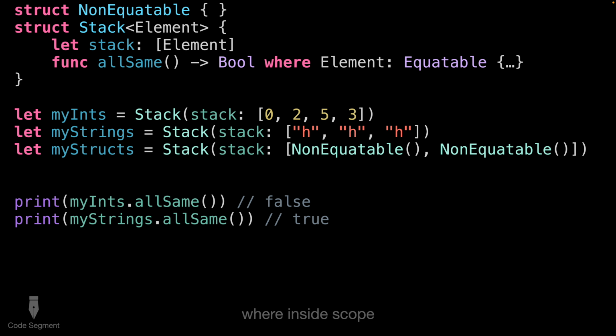So you can also move that generic constraint onto the function all the same, which is pretty cool. Now you are referring to this Element type parameter, generic type parameter, even though it wasn't defined on the function, because it was defined on the struct. Anything within this scope for the struct can use the Element type parameter. So now we don't require that Element is Equatable at the constructor level, which means we can build a Stack of NonEquatables. We just can't call the allSame function.